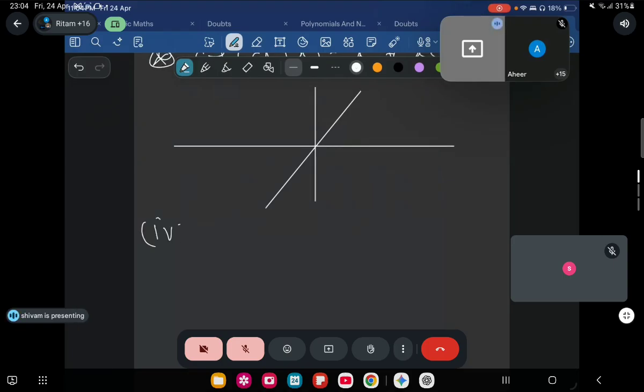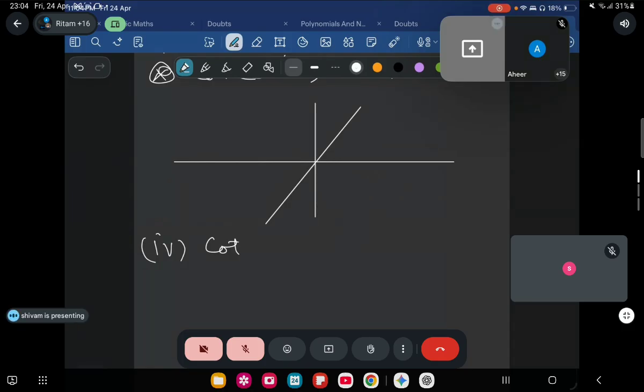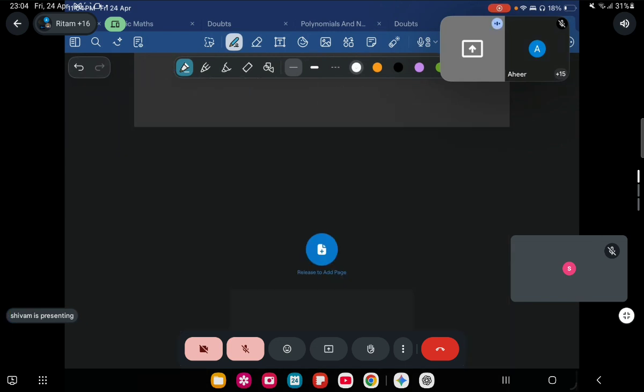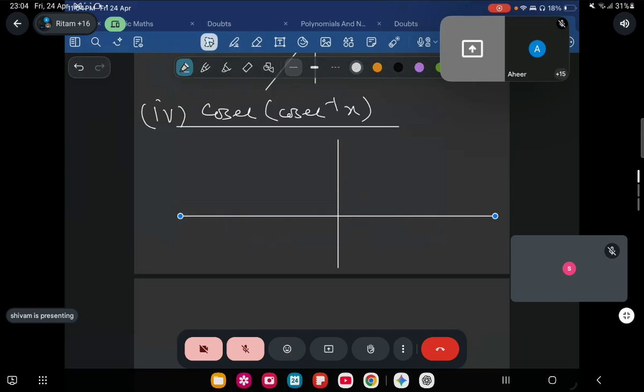number 4. Cot of cot inverse x. Wait, I have written cot of cot. So cosec of cosec inverse x. Cosec of cosec inverse x. Okay. So how will the graph look like? Okay. Next.